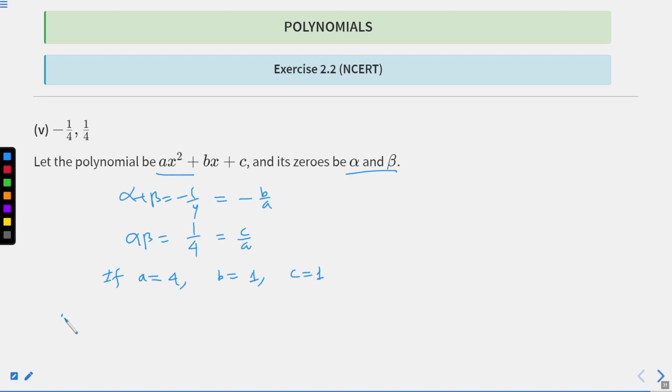Okay, so therefore the quadratic polynomial is 4x squared plus x plus 1. Okay, so this is the required quadratic polynomial.